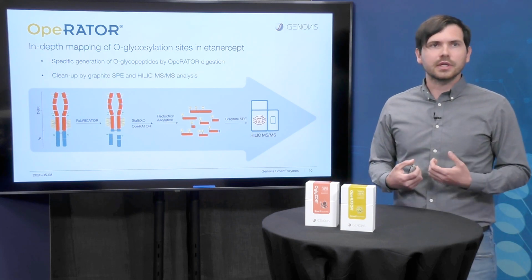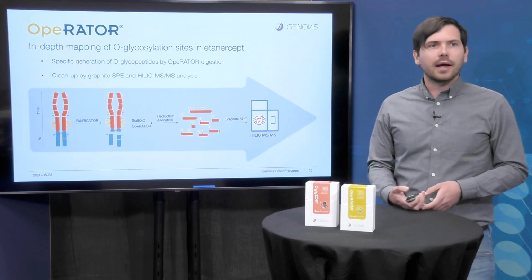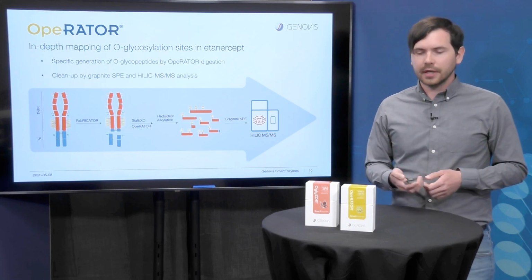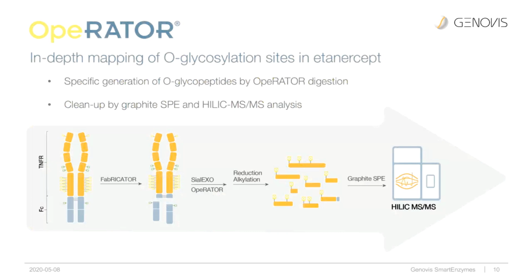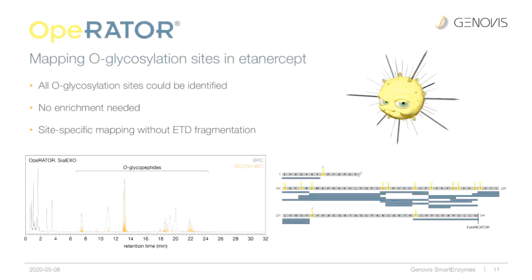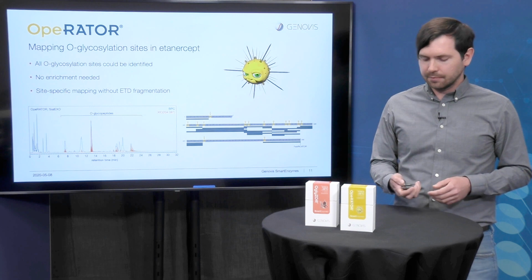Here is an example using this Fc fusion protein etanercept, which we digest using OpeRATOR in silico to get peptides, reduce, alkylate, clean up on graphite, and then analyze by HILIC MS/MS. What do you get from this? You get a chromatogram full of O-glycopeptides where you identify all these different overlapping O-glycopeptides and map out all the different sites on the protein. No enrichment is needed, and a lot of site-specific information can be obtained without advanced fragmentation techniques such as ETD.